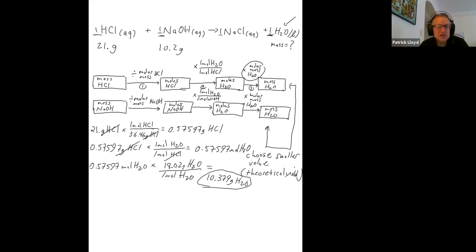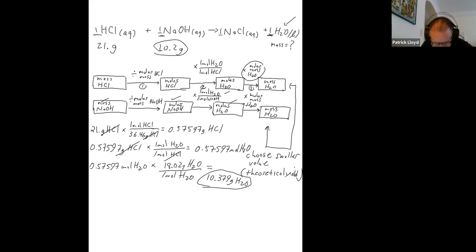I'm going to ignore the significant digits for right now. We'll come back to it at the end. So now we do the same thing with the second reactant. Mass of sodium hydroxide, divide by the molar mass to get the moles. Use the balanced equation to get the moles of the product. Multiply by the molar mass to get the mass of the product. Then we choose the smaller number.